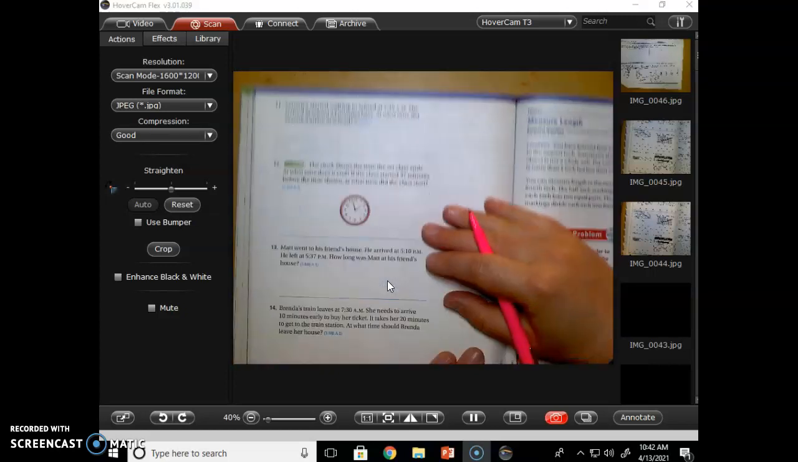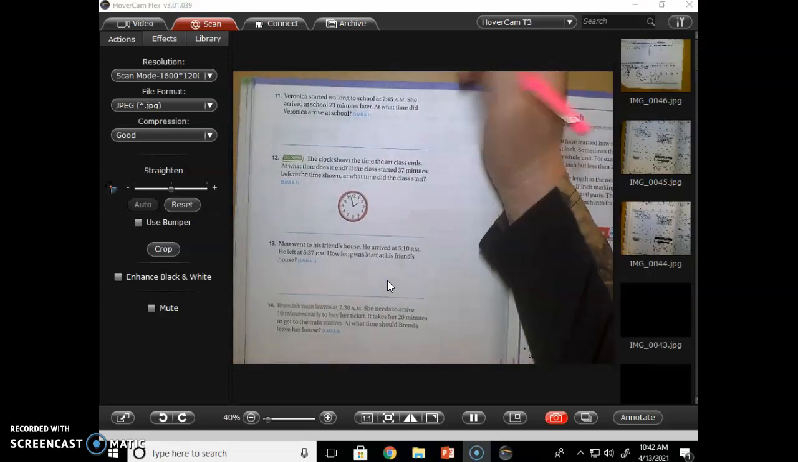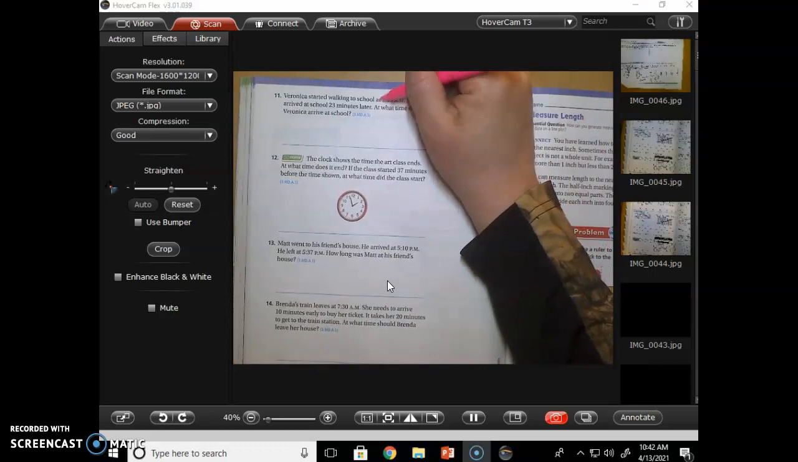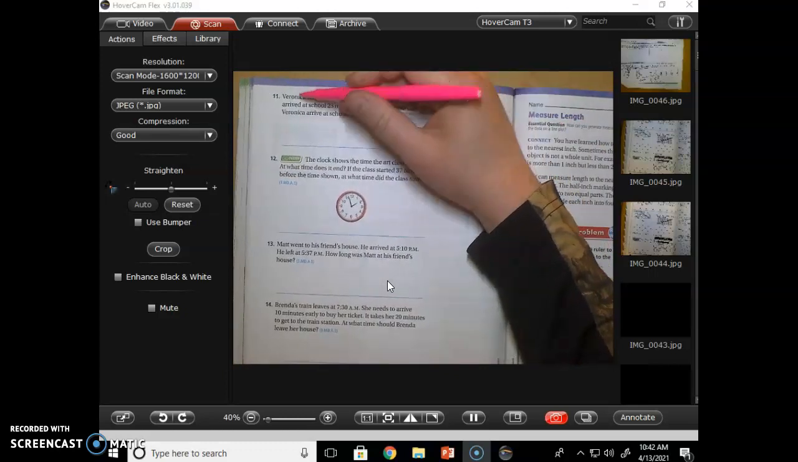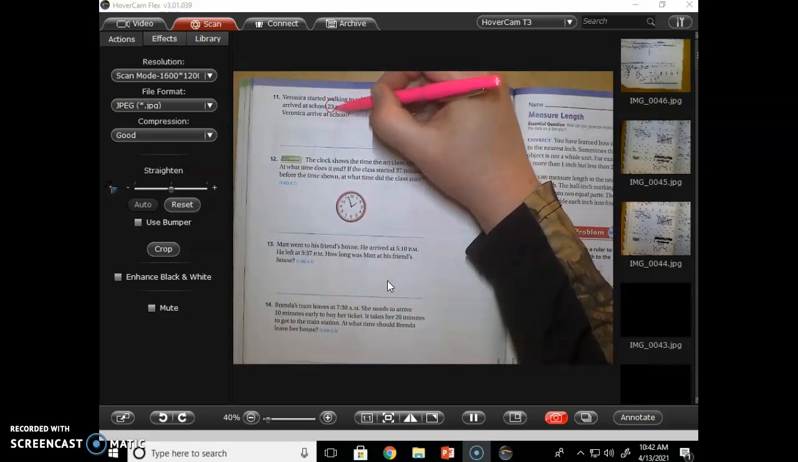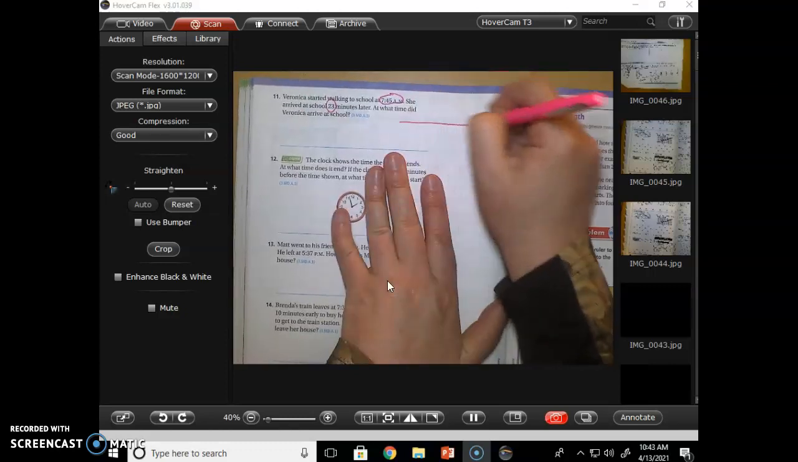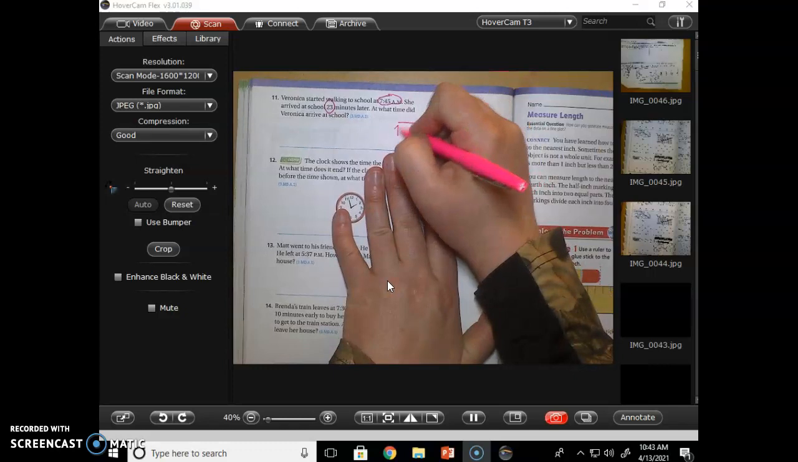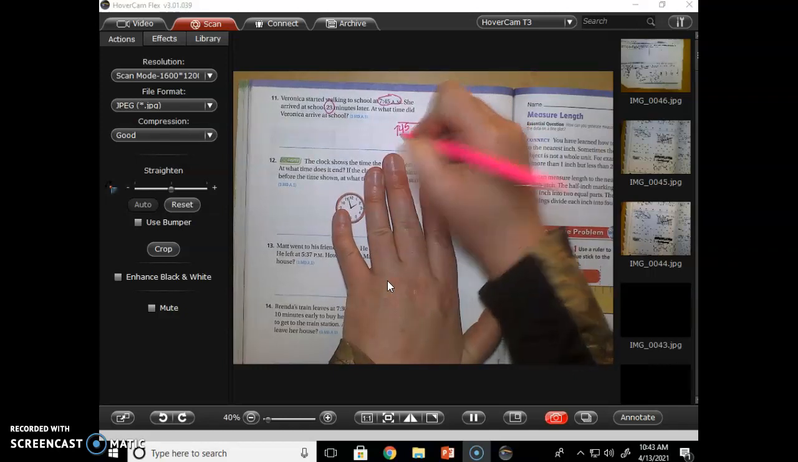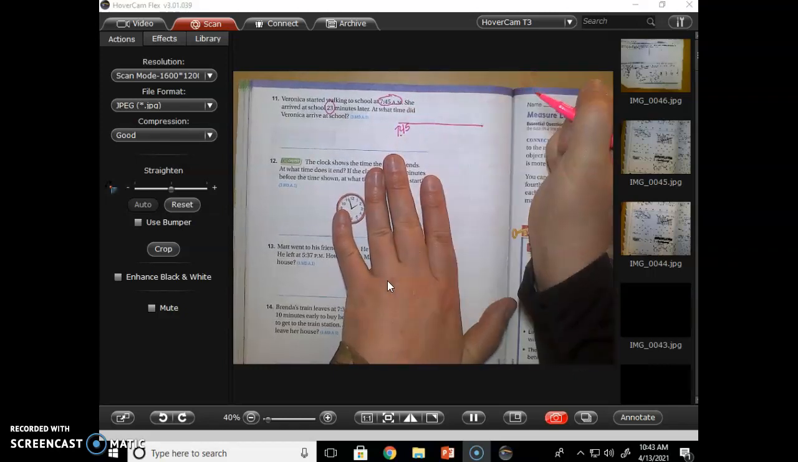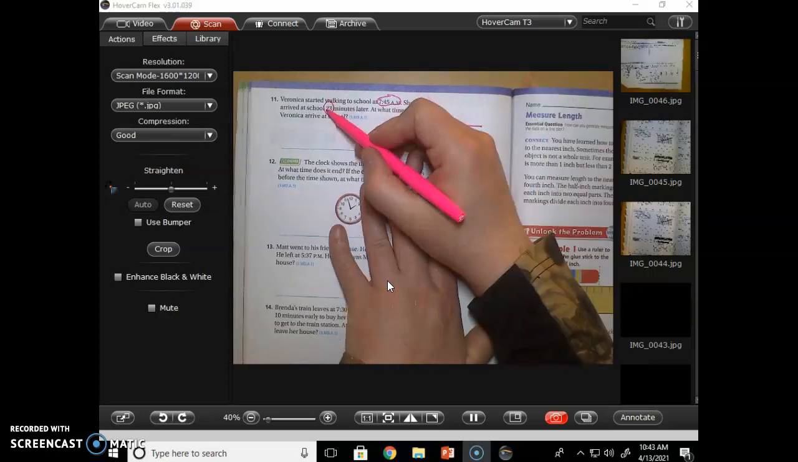On the back side, number 11. Veronica started walking to school at 7:45 a.m. She arrived at school 23 minutes later. At what time did Veronica arrive? Make your number line. She's at 7:45. You want to take jumps for 23 more minutes. Remember, break it apart. Tens and ones.